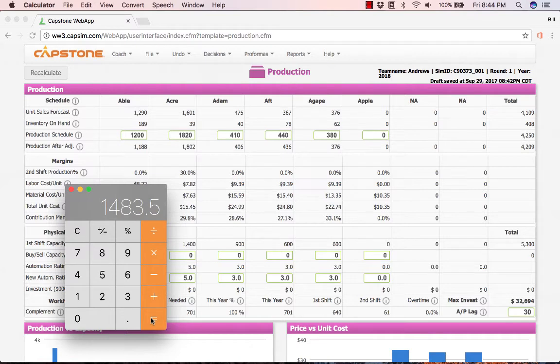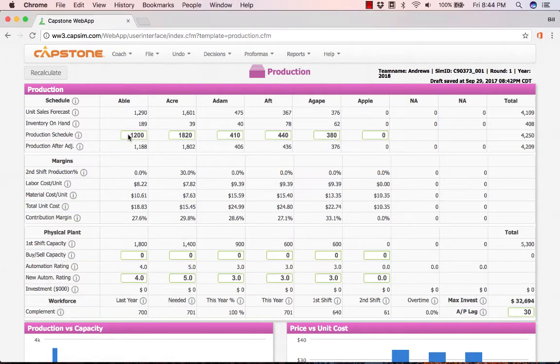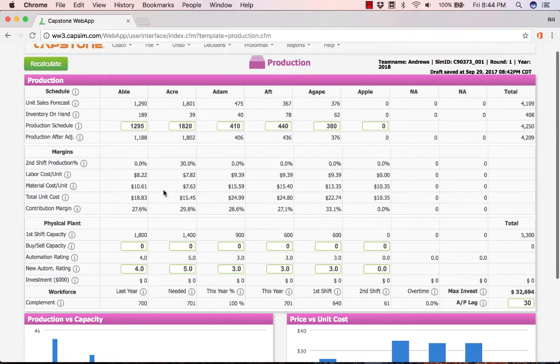And that gives me the sum of 1483. And from that, I'm going to subtract my inventory, 189, equals 1295. So I'm going to say I want to produce 1295 units. Okay. Don't worry about that production after adjustment thing. Moving on down here, we can see that I have capacity for 1,800 units. So I'm not going to have to get into second shift at all on this.